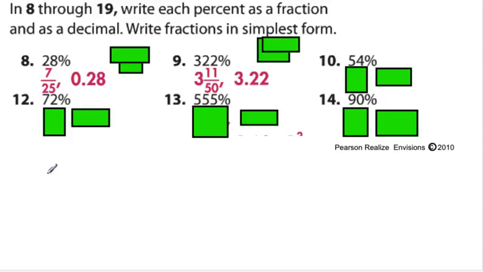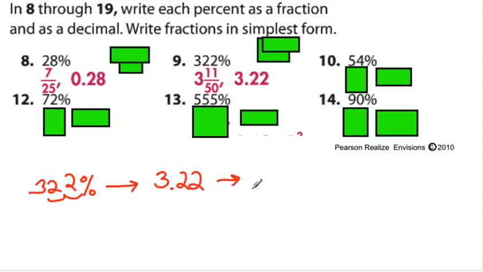Okay, you start out with 322%. It's kind of a sloppy 322%. But we then change it into a decimal. Remember, we would move our decimal point over 3 places. And so we would have 3 and 22/100.